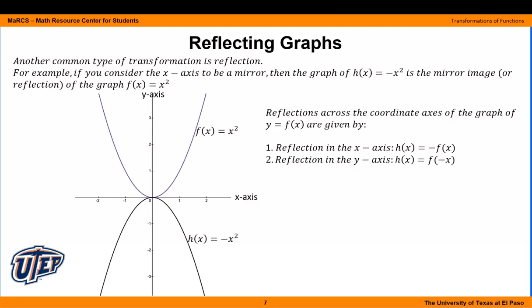Now let's look at reflections. A reflection flips a graph across an axis. If we reflect across the x-axis, h of x is equal to negative f of x. This flips the graph upside down. If we reflect across the y-axis, h of x is equal to f of negative x. This flips the graph left to right. So remember, negative outside, this is a vertical flip. Negative inside, this is a horizontal flip.